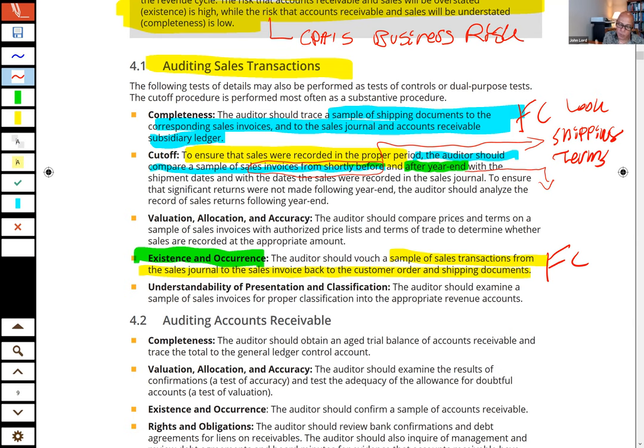Well, if it was made after year end, now you're going to check sequence of shipping documents. My flashcard designation is in the way here, I can just move it. Check sequence of shipping documents. And I don't mean sequence like my shirt here. Okay, check sequence of shipping documents.